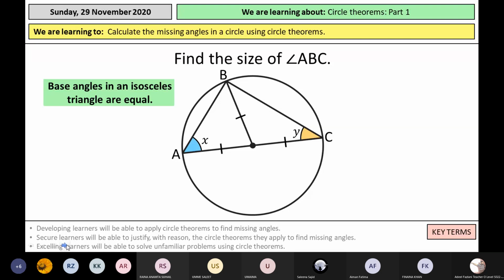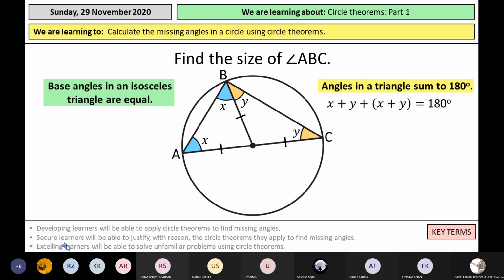Yes or no? Base angles in isosceles triangles are equal. Yes. Both sides are equal, then both angles are equal. Yes or no? Yes, sir. Okay. This is how, if this is y, this is also y. And angles in a triangle sum to 180 degrees, as it has been told to you.